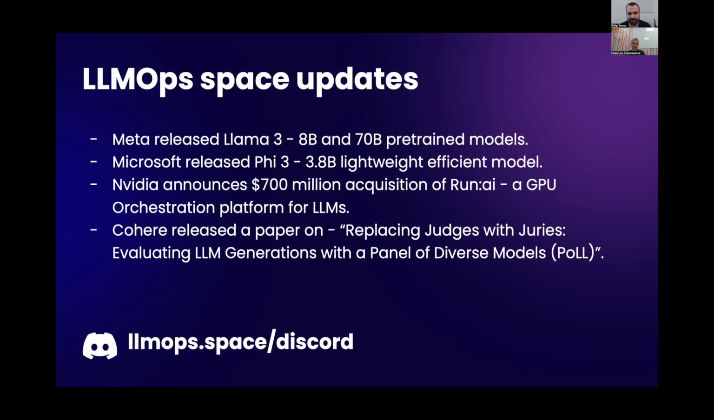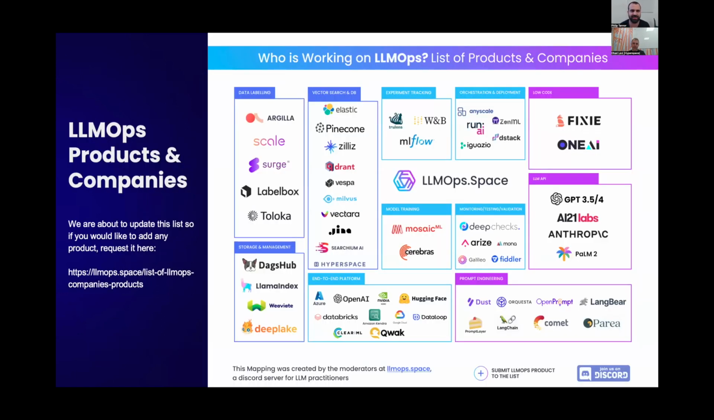And Cohere released a significant paper, which I think the idea existed, but it's formalizing it. Instead of LLM as a judge, it's kind of a jury, where you have something called a PoLL, which is basically a mixture of different LLMs that are all acting within the LLM as a judge. So these are all updates about the space.